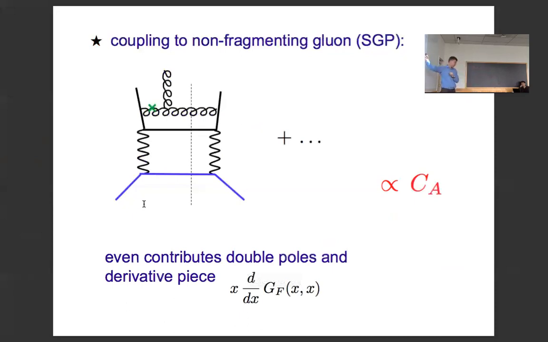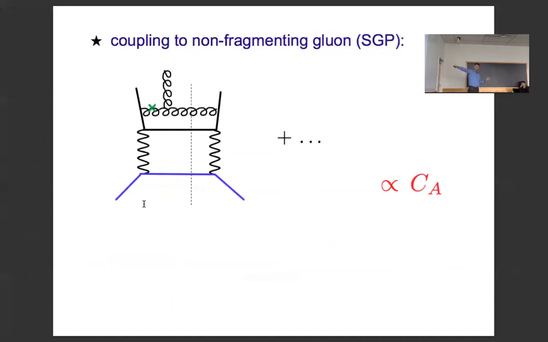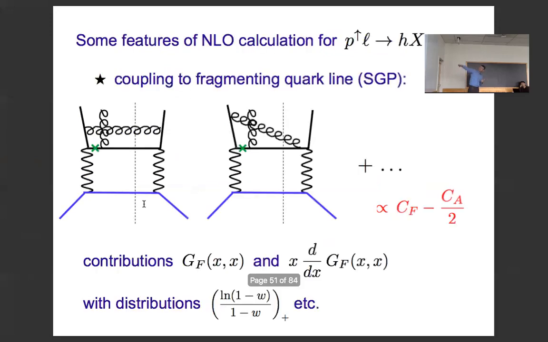This comes with Ca. The previous diagrams we saw come with Cf minus Ca over 2. These produce double poles in epsilon, which are infrared singularities. This one produces double poles in epsilon. And in the sum of these diagrams and these diagrams, the Ca part of the double poles cancels.